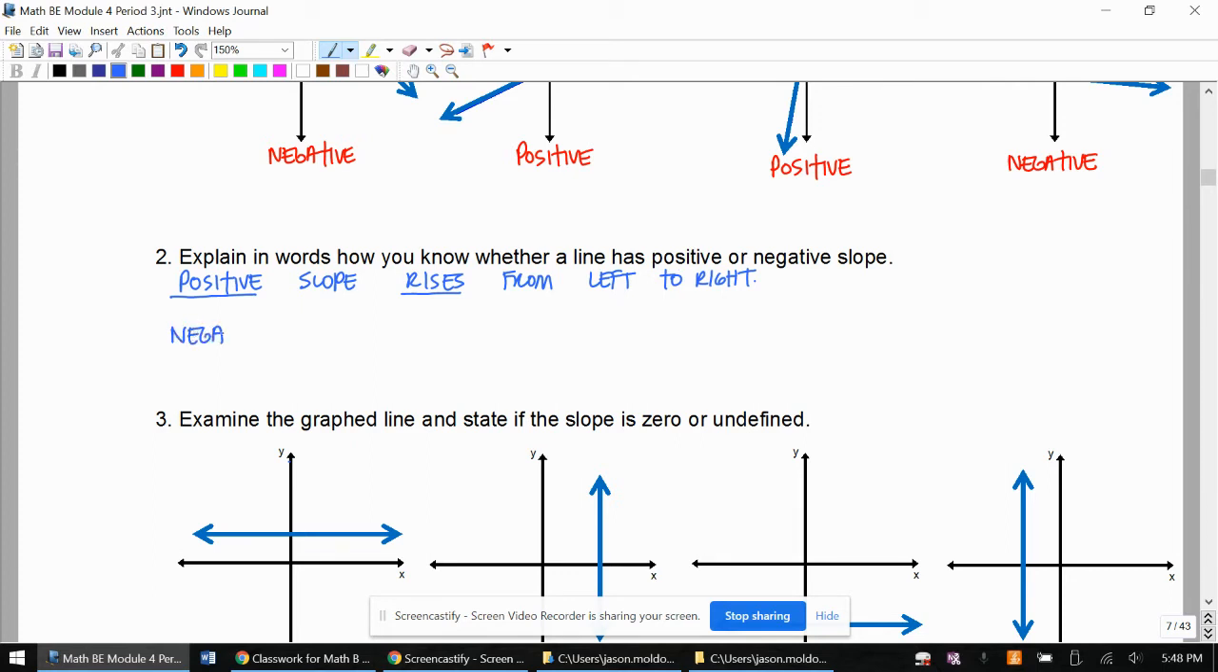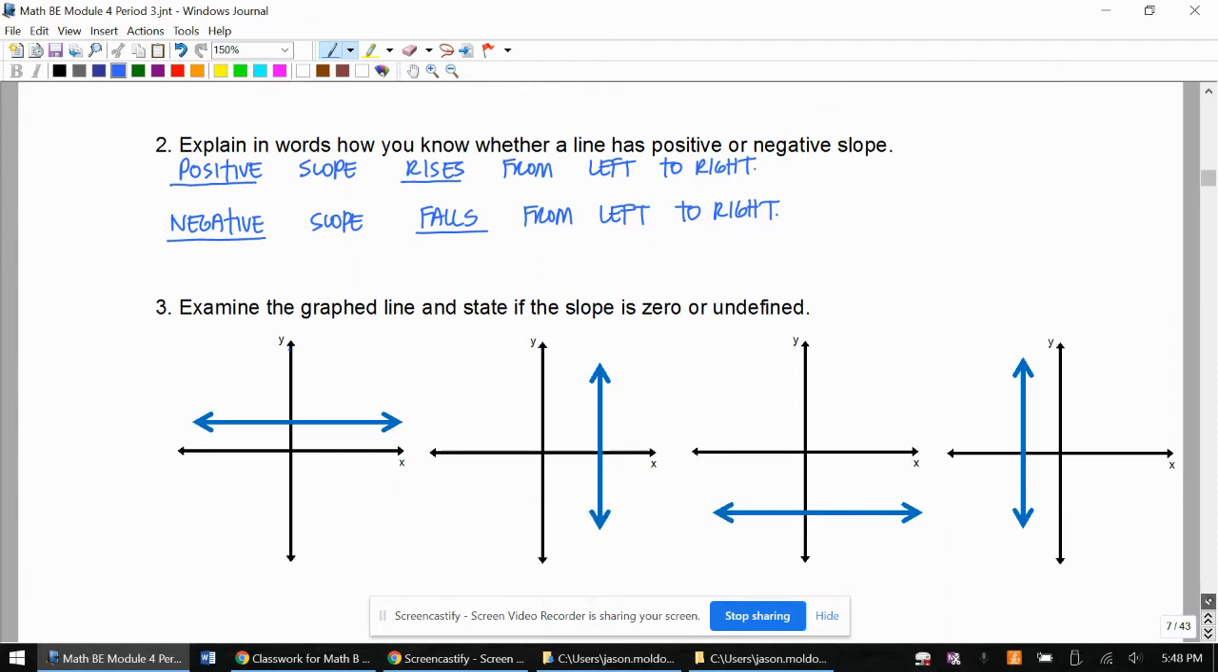Negative slope falls, or we could say goes down, from left to right. All right, feel free to pause the video if you're still writing that down. So those are reminders, always from left to right though.